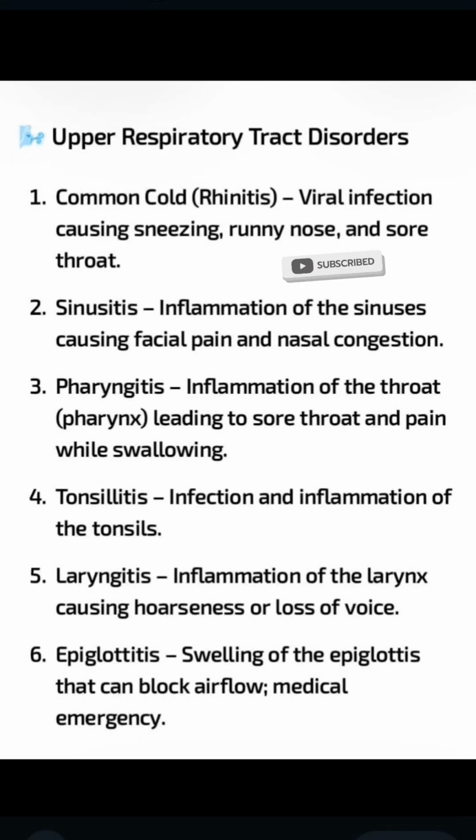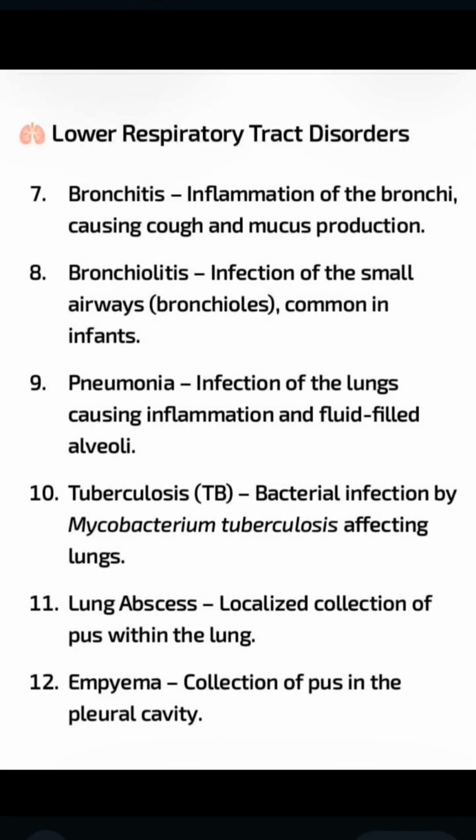Here you see the first classification, upper respiratory tract disorders. It includes common cold, sinusitis, pharyngitis, tonsillitis, laryngitis, epiglottitis. And second, lower respiratory tract disorders. It includes bronchitis, bronchiolitis, pneumonia, tuberculosis, lung abscess, emphysema.